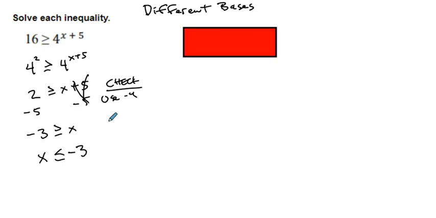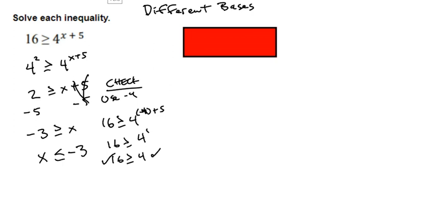So let's put that in. We have 16 is greater than or equal to 4 to the -4 plus 5 power. You get 16 is greater than or equal to 4 to the -4 plus 5, which is 1, right? 5 minus 4 is 1. So you have 4 to the 1 power, which is the same thing as saying 16 is greater than or equal to 4, which is absolutely true. So it checks out. It's good. We like that, and we feel successful.